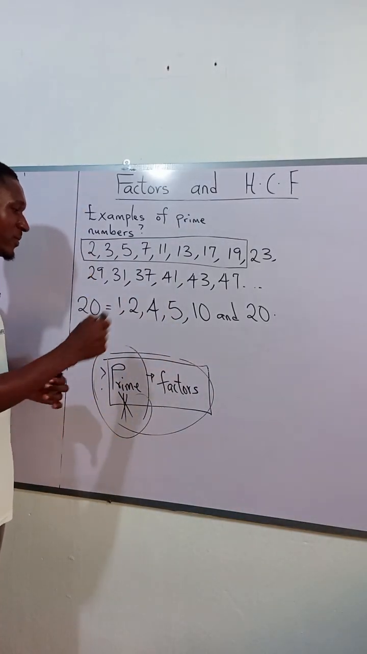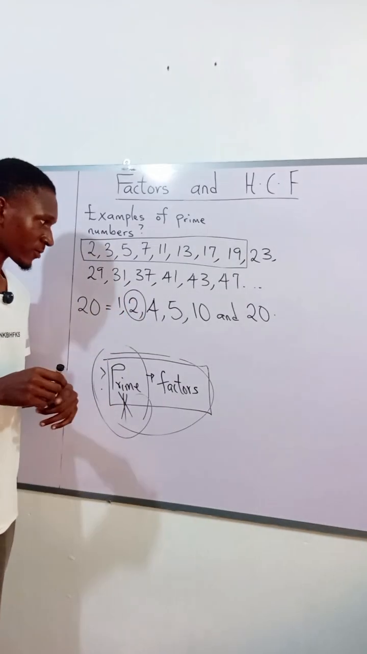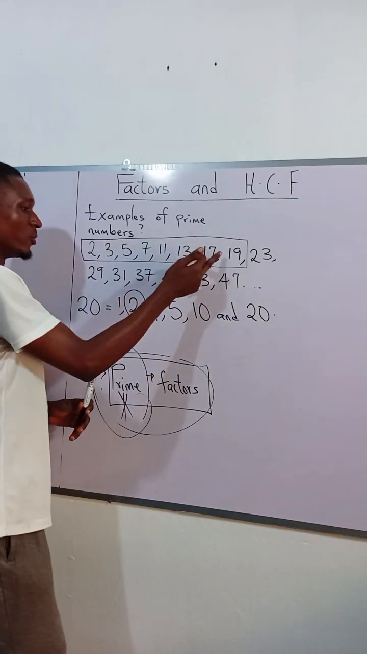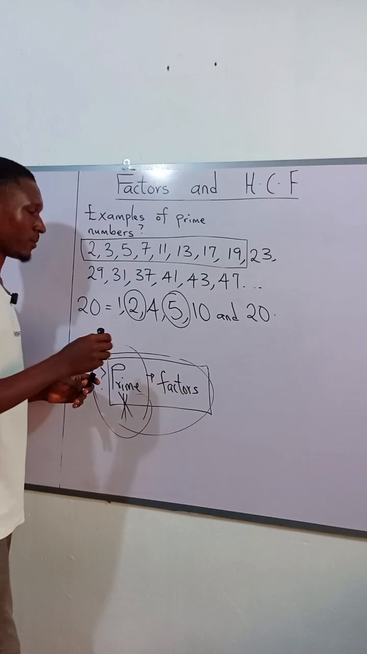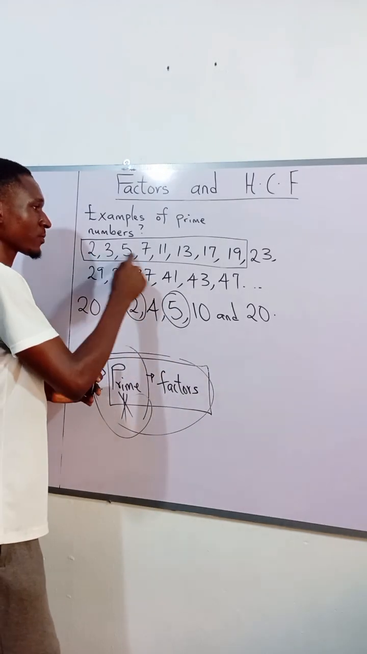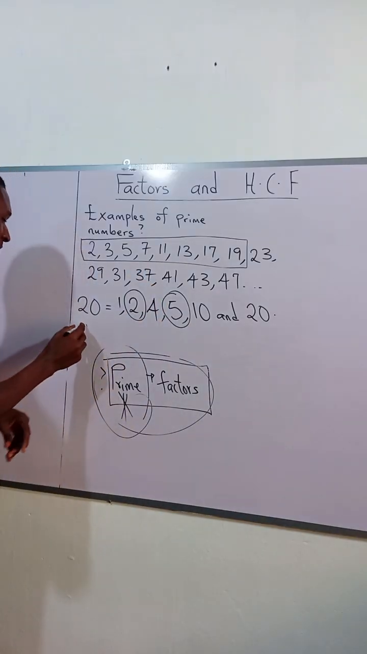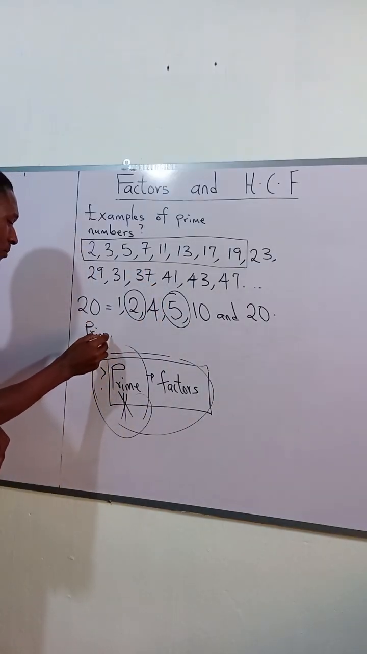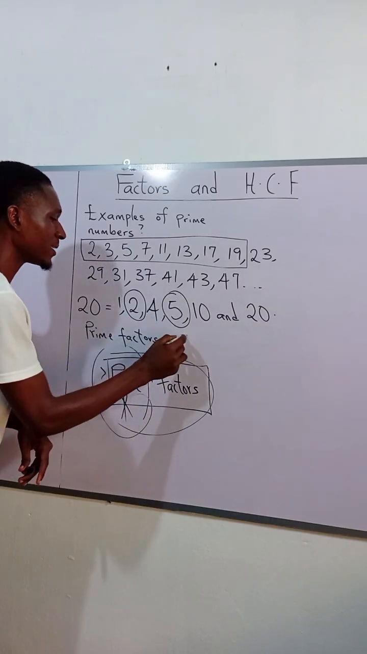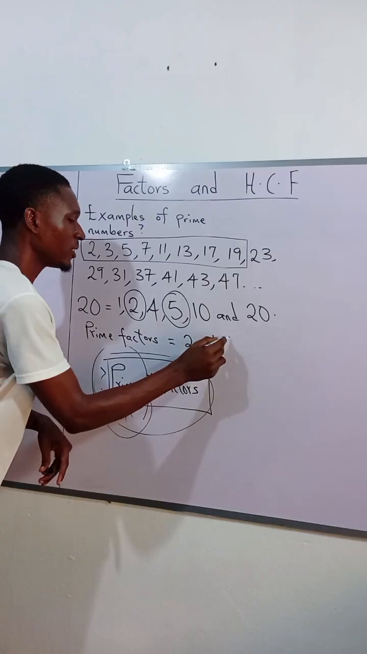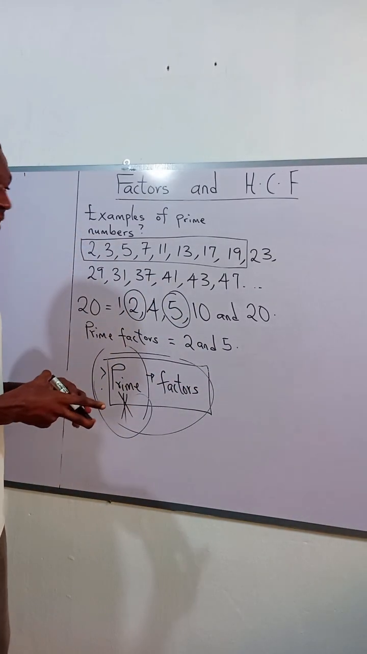2. Is there 2 here? Yeah. You see that? 4. Is 4 a prime number? No. 5. Is 5 a prime number? Yes. Prime number. 10. Is 10 a prime number? No. 20, prime number? No. So the prime factors now are what? 2 and 5 only. 2 and 5 only. Is that taken now?